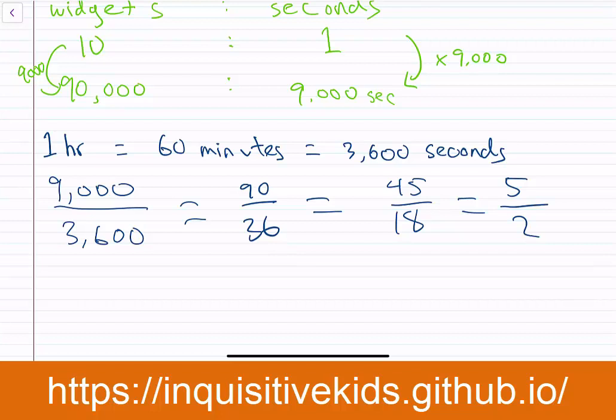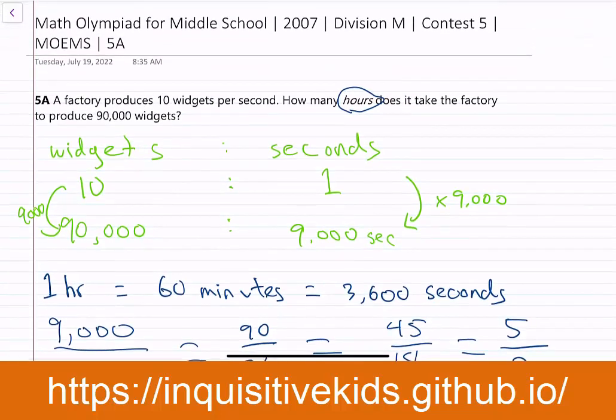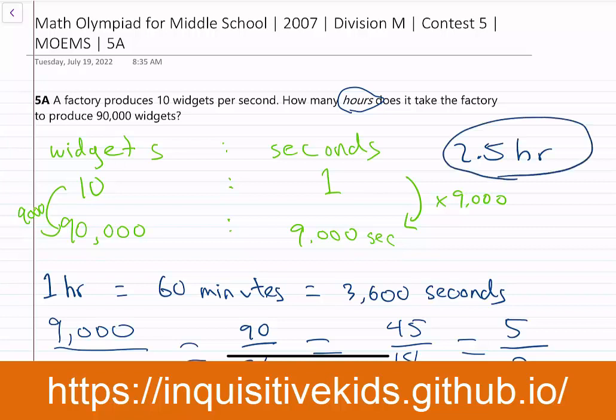Now we can divide. 5 divided by 2 equals 2.5, which means that it takes 2.5 hours to produce 90,000 widgets.